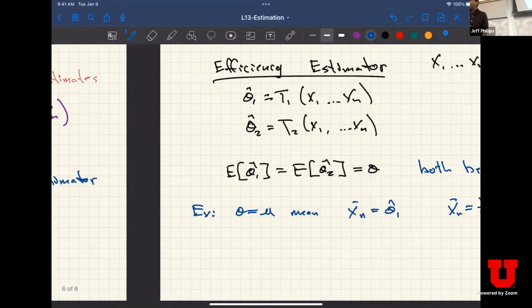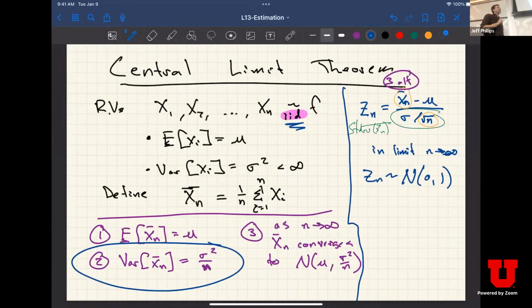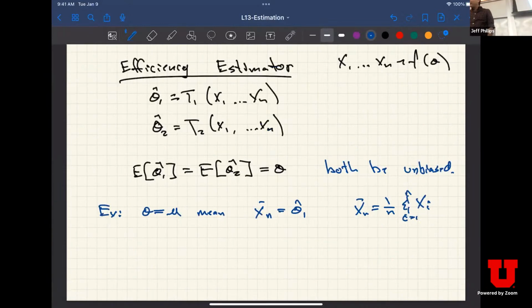If we look back at the central limit theorem, I need something where the expected value is equal to mu. Do you see anything up here that has expected value equal to mu? Right, I can just take X1. I can say that theta 2 hat is just going to be equal to X1. I just take the first data point I get and ignore the other data points. It's unbiased. It's not going to give me a biased estimate. So this is also unbiased.